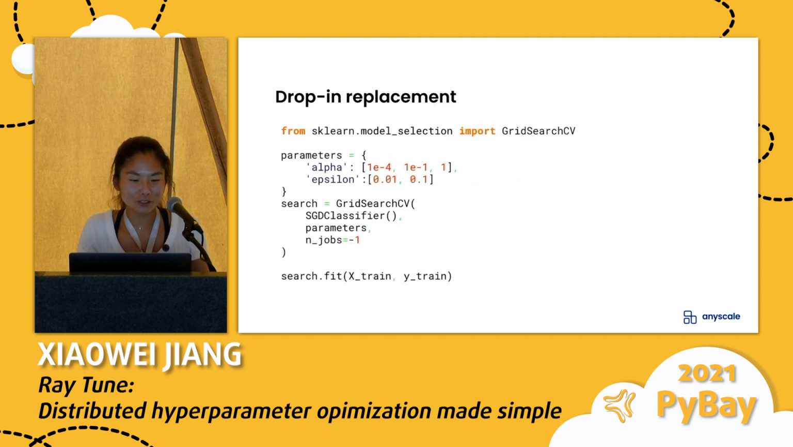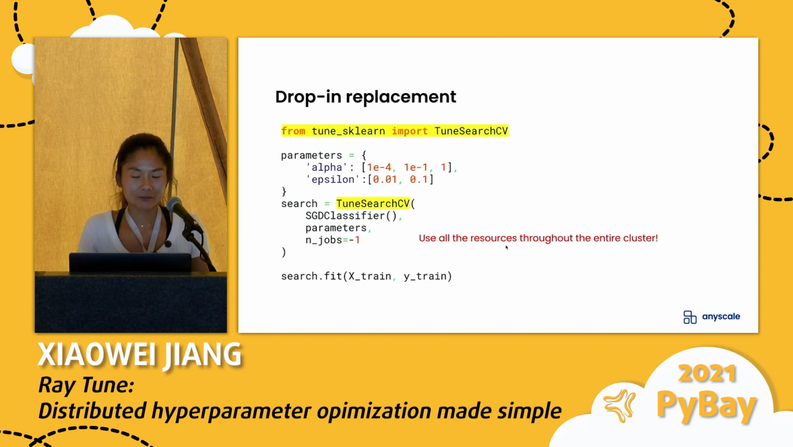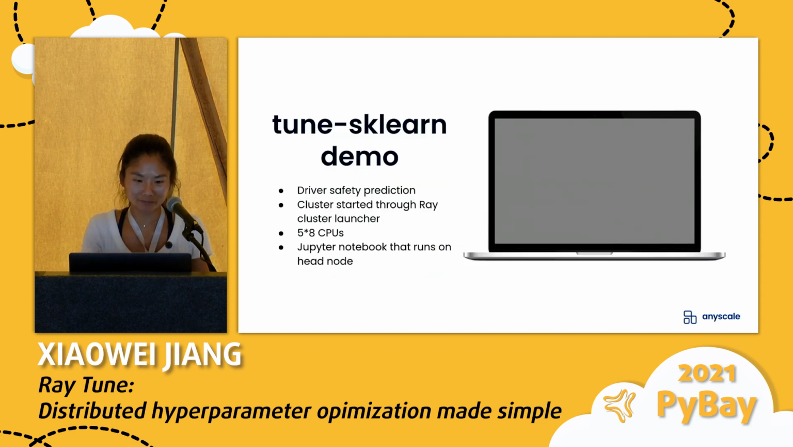So let me quickly show what I mean by drop-in replacement. This is a scikit-learn code snippet. Notice here the n_jobs is -1. This just means we can use all the cores on this single machine. And by drop-in replacement, we can just change 2 lines of code to use tune-sklearn, which is using Ray Tune underneath. And n_jobs equals -1 here means we can use all the resources throughout the entire cluster. So we are not limited to a single machine anymore.